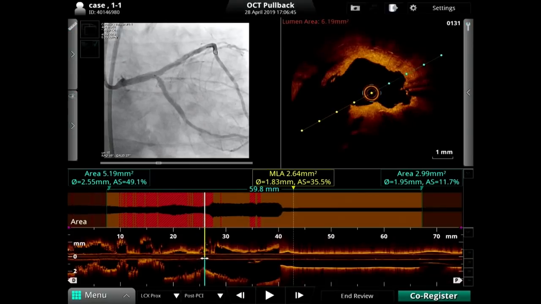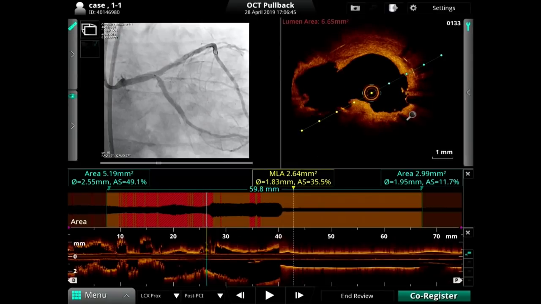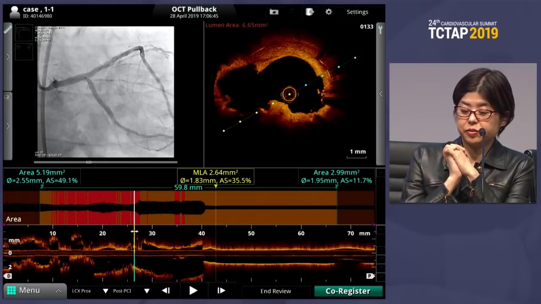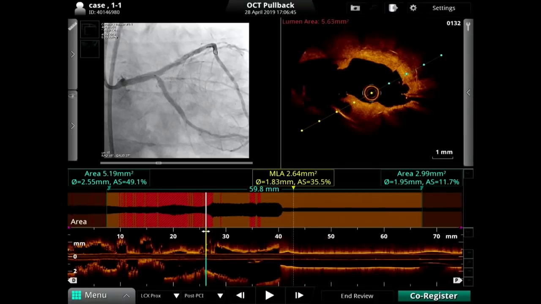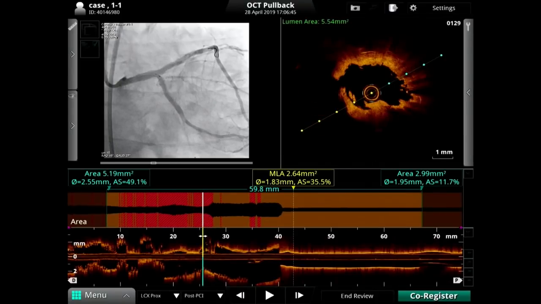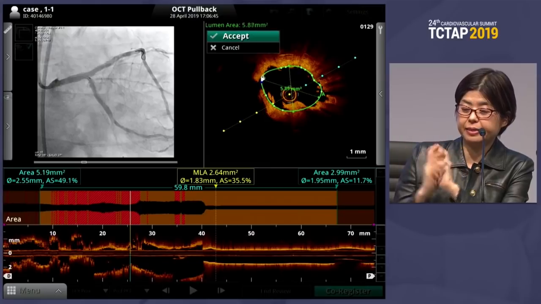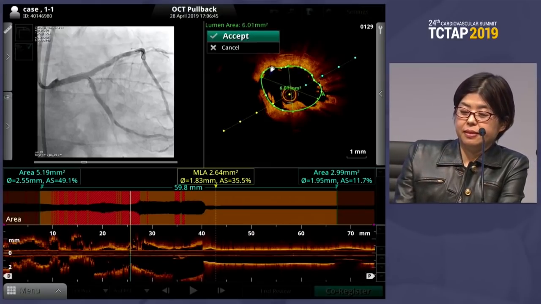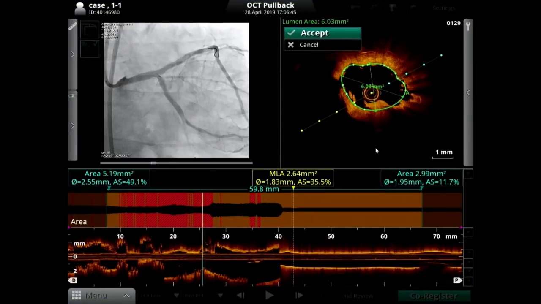Is it good? What is the lumen area at the ostium? Here, 5.5. I think we have to be careful in understanding this kind of picture. It's a chart artifact, so we underestimate, but at least that's good. Not so bad.